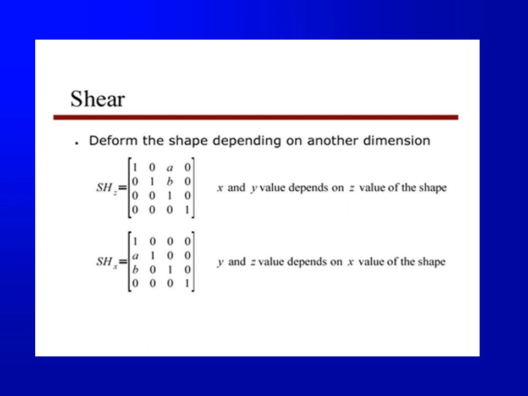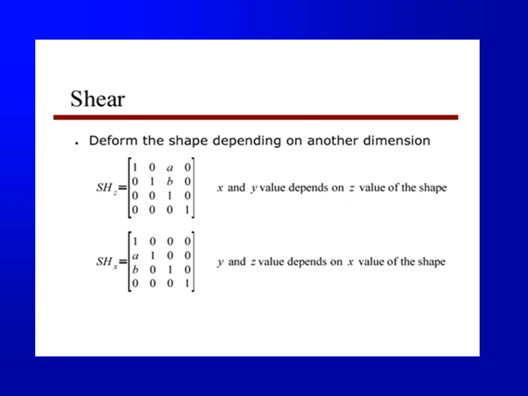Okay, so this is for the sharing for z axis. Okay, so x and y values depend on the x value of the shape, right? Because we are finding the z value. Okay, so the matrix is 1 0 1 a 0, 0 1 b 0, 0 0 1 0 and 0 0 0 1.